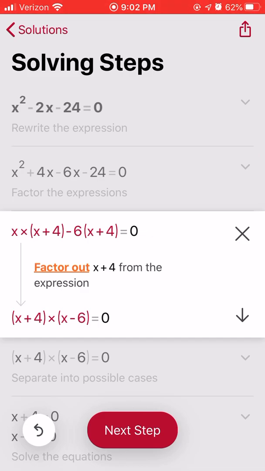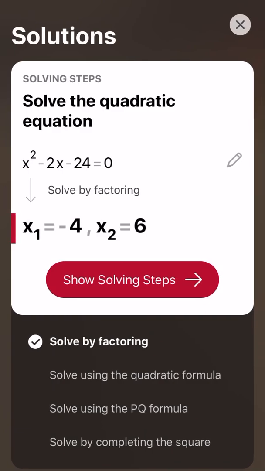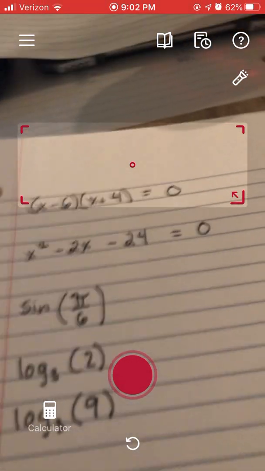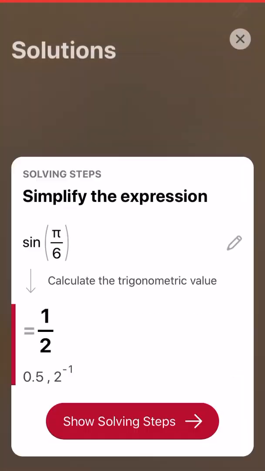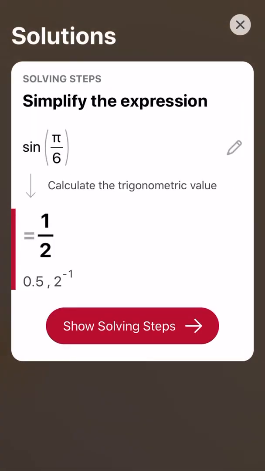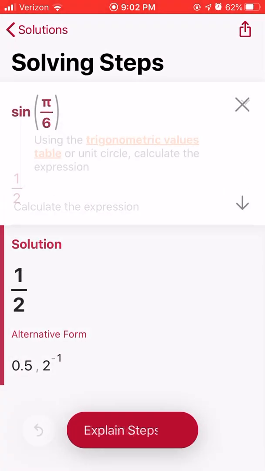So Photomath is helpful if you want to check an answer for something, but it's also helpful if you're a little confused about where to start or you want to look at the steps. So let's say that I left my graphing calculator at home, I'm not near a computer, and I forget the unit circle. So I'm going to try sine of pi over 6. And it'll say 1/2. I'm going to be like, oh, okay.